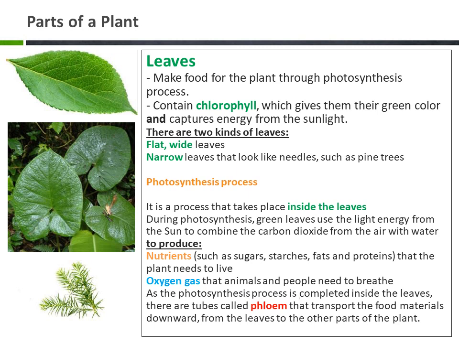The photosynthesis process is a process that takes place inside the leaves. Green leaves use the light energy from the sun to combine the carbon dioxide from the air with water to produce nutrients such as sugar, starch, fat, and protein that the plant needs to live, and oxygen gas that animals and people need to breathe. As photosynthesis is completed inside the leaves, there are tubes called phloem that transport the food materials downward from the leaves to the other parts of the plant.